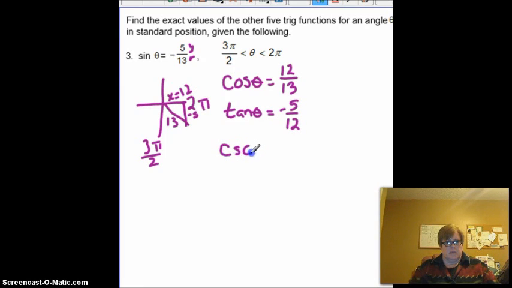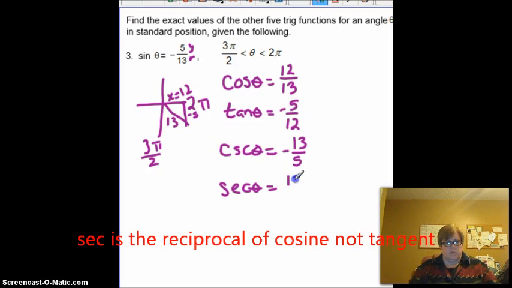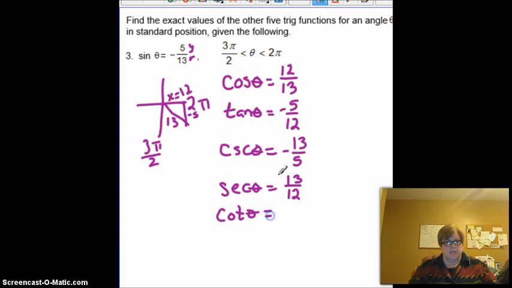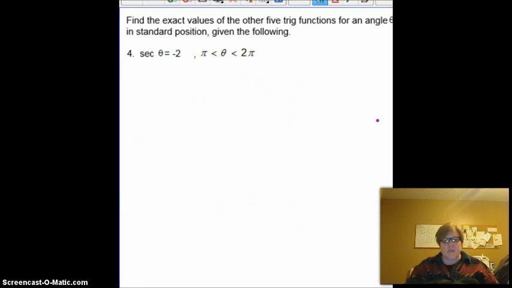Cosecant theta will be r over y, so that's going to be negative 13 over 5. And then secant theta will be the reciprocal of cosine, so that's going to be 13 over 12. And finally, cotangent theta will be the reciprocal of tangent, so that's going to be negative 12 over 5. All right, so last one.